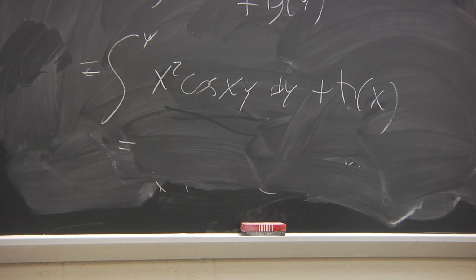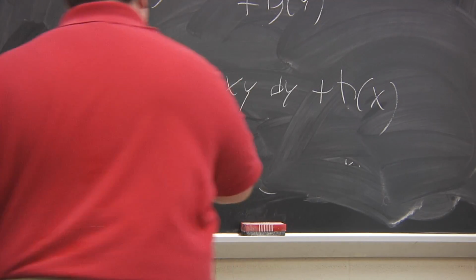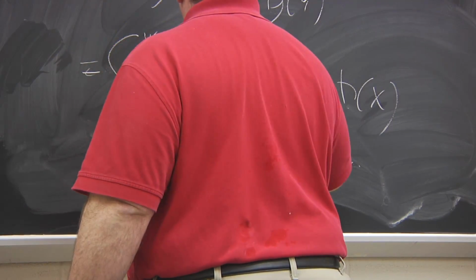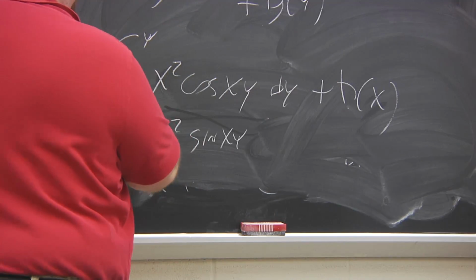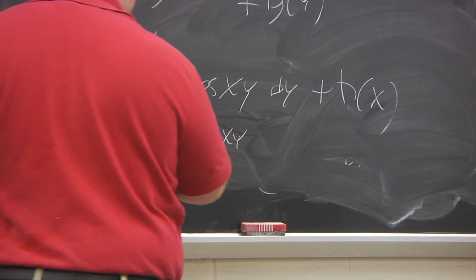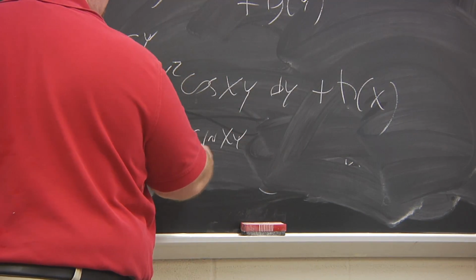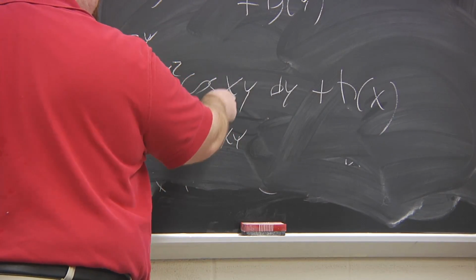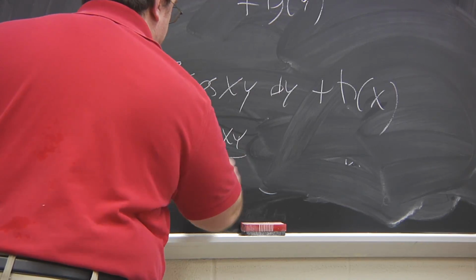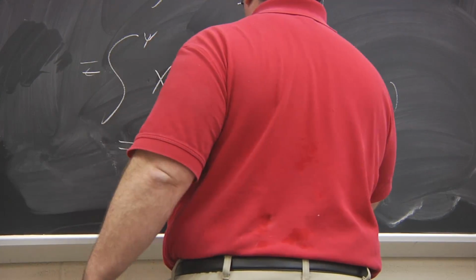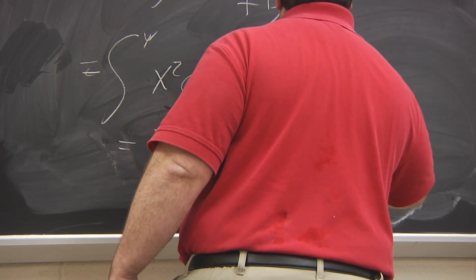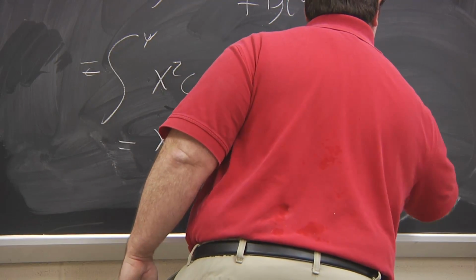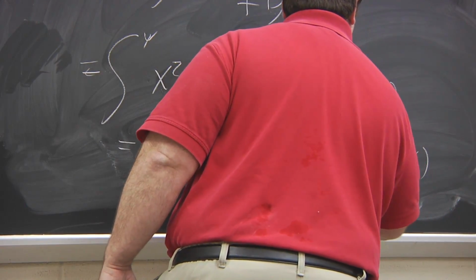X squared sine of xy over x. Yes. So the x squared is a constant, so you just carry it over. The antiderivative of cosine is sine, you have the xy, but because we're antidifferentiating with respect to y, you treat x like a constant, so then you divide by x. So you get x sine xy plus some as yet unknown function of x.